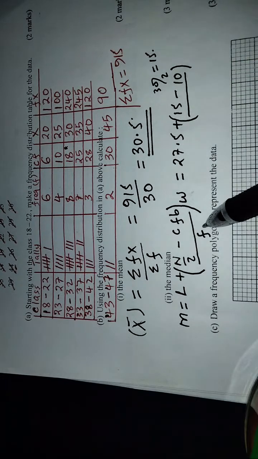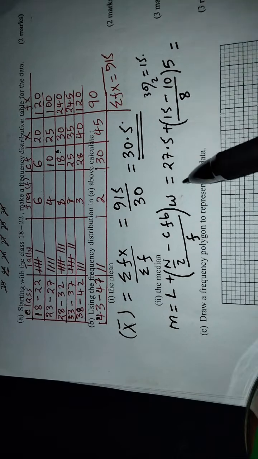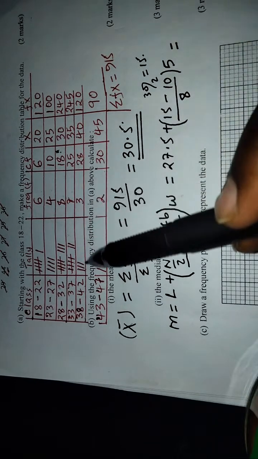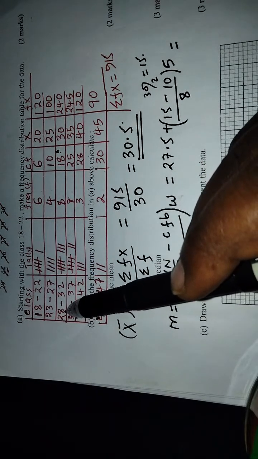Then this should be divided by the frequency of the median class. The frequency of this median class is 8. Then we multiply with a class width of 5. Remember, the class width is usually obtained by taking the upper boundary minus the lower boundary. So 27.5 and 32.5, the difference is 5. So that is how we get the class width of a given class, and for our median class, it is 5.